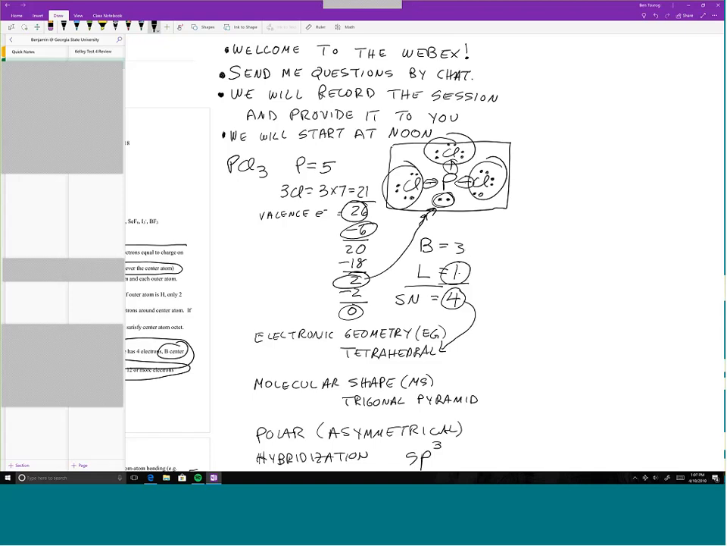So the lone pair, the L here, refers only to the lone pairs on the center atom. We have a lot of lone pairs on outer atoms. They don't count. Okay, only the lone pairs on the center atom are what count towards contributing to the steric number. Does that help? I hope.